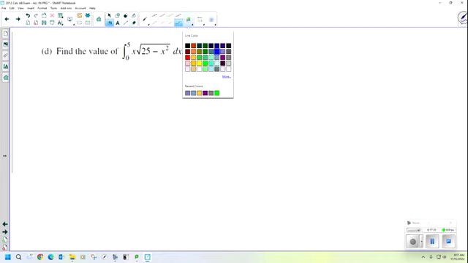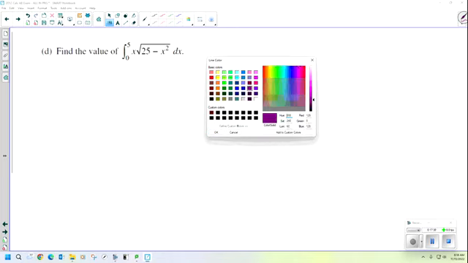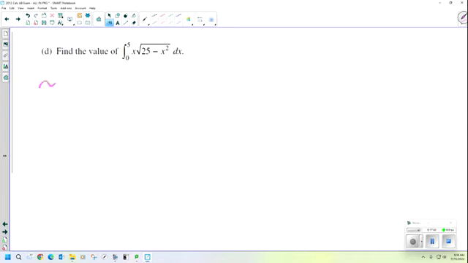Let's end with something that pops a little bit. Let's go a little more. Let's define a color. How about something a little lavenderish? Oh, that's pretty. So I'm going to make u 25 minus x squared.